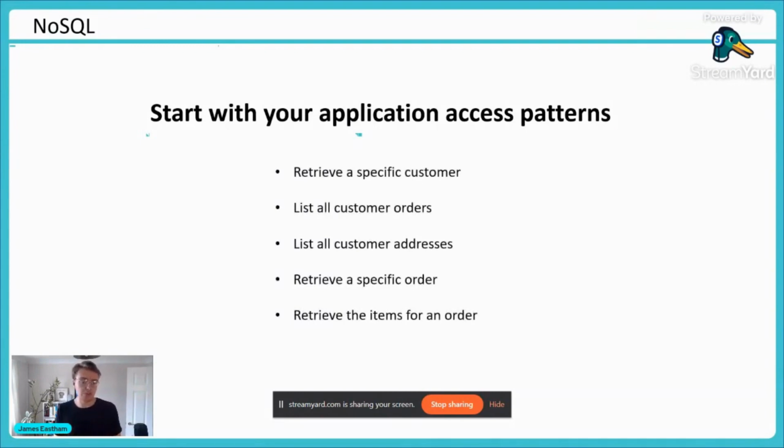So for our pizza restaurant, I've identified 5 things that our application needs to answer. We want to be able to get data about a specific customer. We want to be able to get all the orders for a customer, all the addresses for a customer, a specific order, and then all the items for an order. And these are, at least initially, the access patterns that I've identified for my application. And like I said, this is the most important thing. This is how you would start to build a DynamoDB data model.